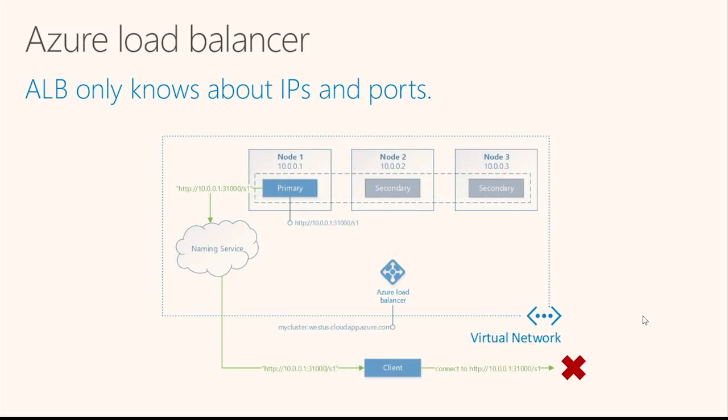Now, if the client tries to contact the naming service and do discovery outside of the cluster, it can do that. Those APIs are exposed, but what you're going to get back, you see down here, is an internal IP address. And this is an IP address that's internal to this virtual network. This doesn't exist out on the internet. So if you try to connect to that directly, it's going to go nowhere, and that's just going to fail.